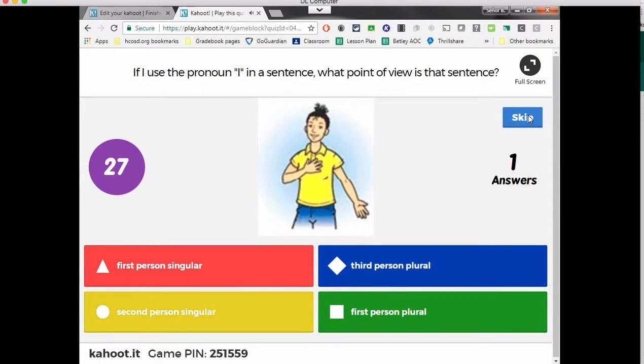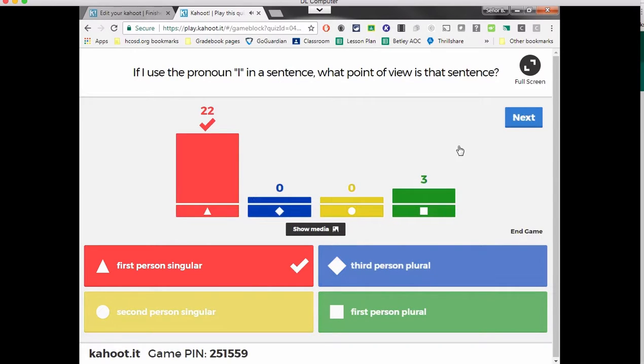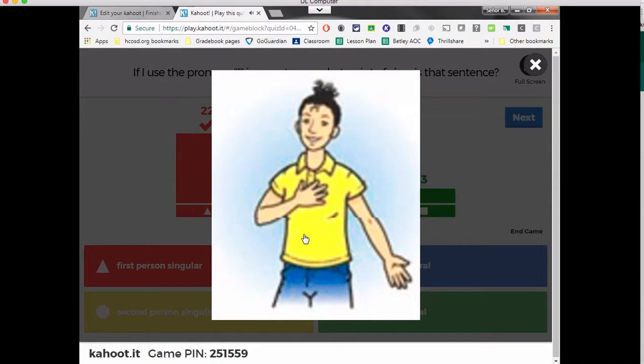What point of view is the subject pronoun I? First person singular, plural, or second person singular, or third person plural? What do you got? What are you thinking? It is the first person singular. Check her out. She's pointing right at herself. She's the only one there talking about herself. First person point of view singular.